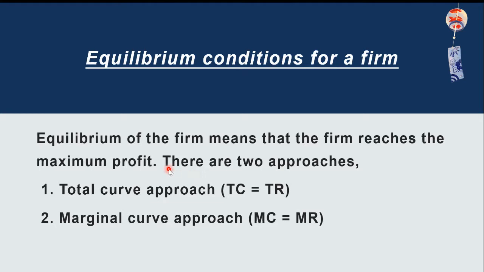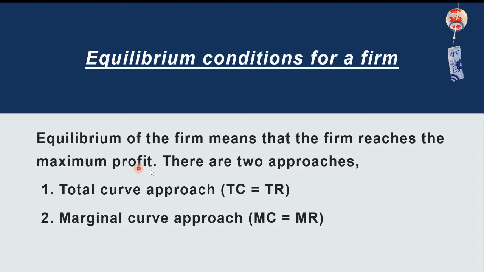What is the aim of any firm? Any entrepreneur would like to make only profit. That too, his profit must be maximum. That is the goal of any entrepreneur or any firm. So every firm tries to reach the equilibrium position. Only when it reaches the equilibrium, it can achieve the maximum profit.